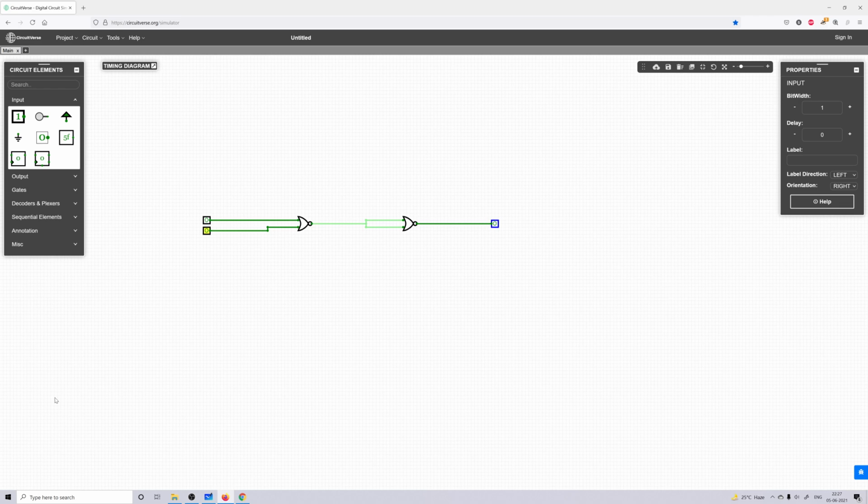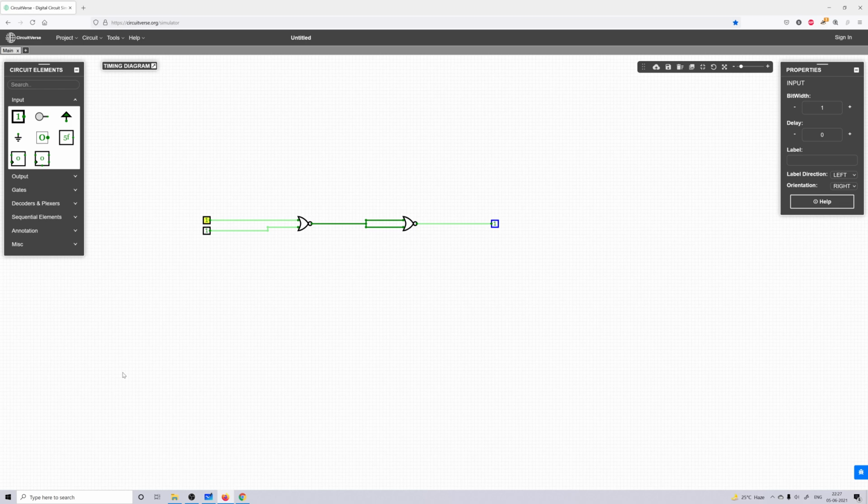When both inputs are 0, output is 0. When first input is 1, output is 1. When second input is 1, output is 1, and when both inputs are 1, output is 1. So we have got an OR gate.